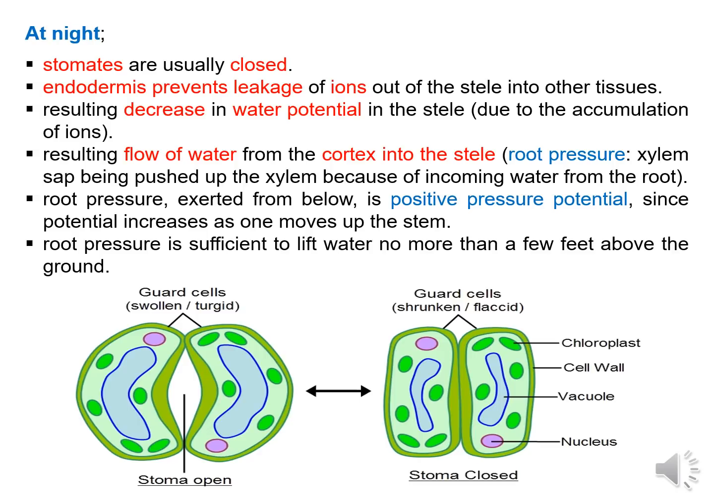As we can see from the diagrammatic features shared in this slide, we can see the structure of stomata when they are open and when they are closed. When the stomata open, look at the physical structure of the guard cell. When they are open, the guard cell will be swollen and turgid. When the stomata close, the guard cell will shrink and become flaccid. I repeat, when the stomata open, the guard cell becomes swollen and turgid because more water influxes in. But when the stomata close, the guard cell shrinks and becomes flaccid because water does not influx in.